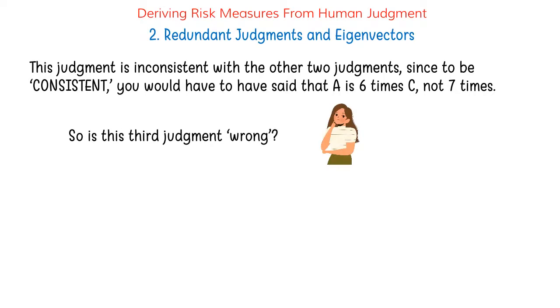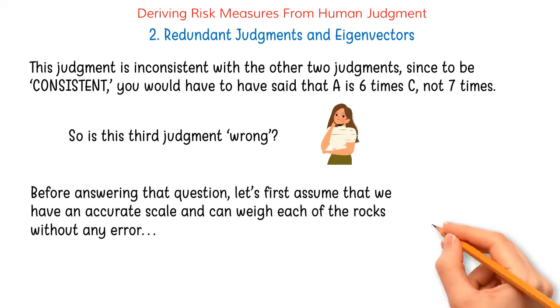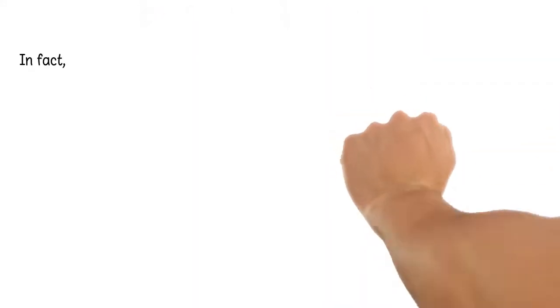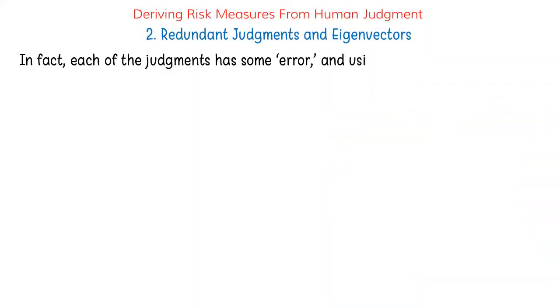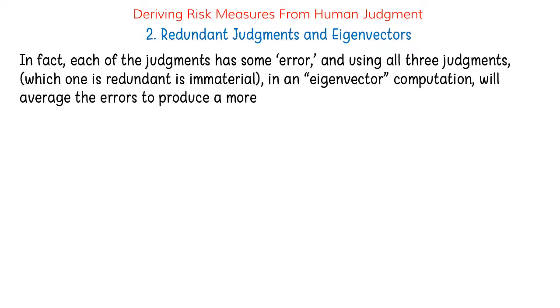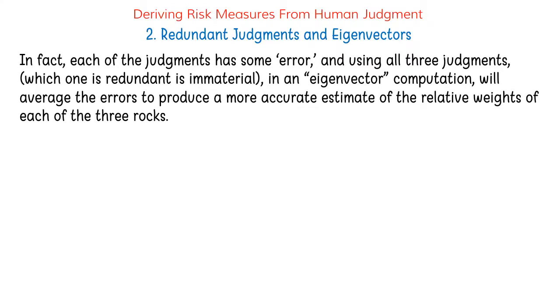Before answering that question, let's first assume that we have an accurate scale and can weigh each of the rocks without any error. In fact, each of the judgments has some error, and using all 3 judgments, which one is redundant is immaterial. In an eigenvector computation, we'll average the errors to produce a more accurate estimate of the relative weights of each of the 3 rocks.